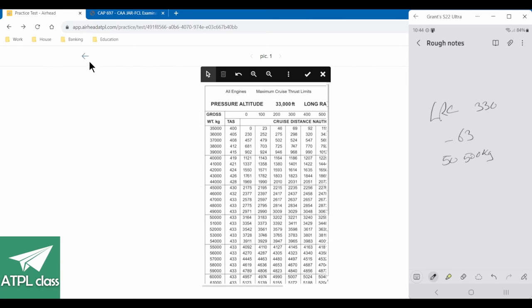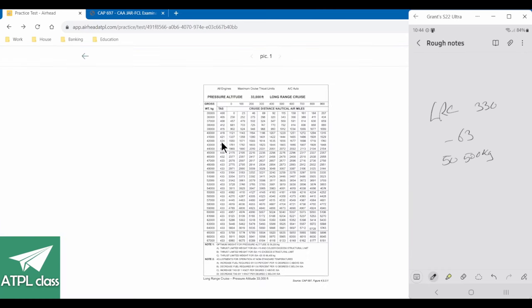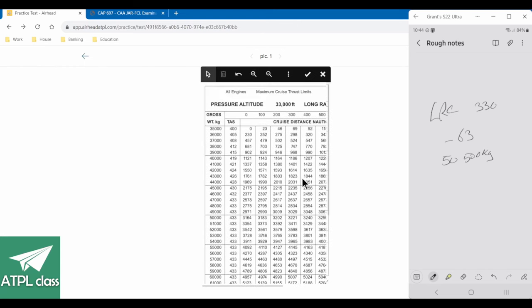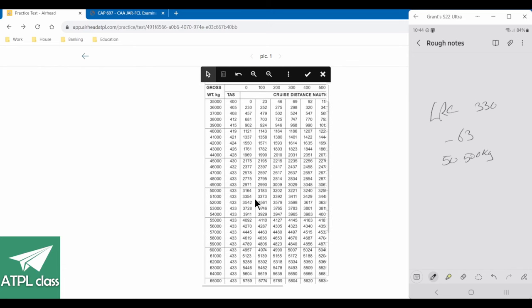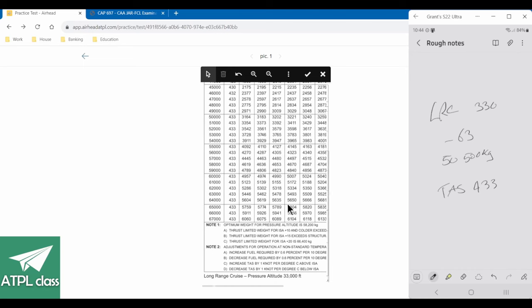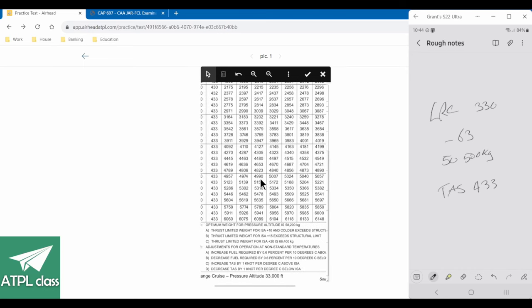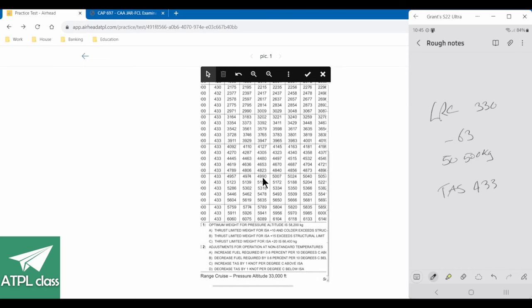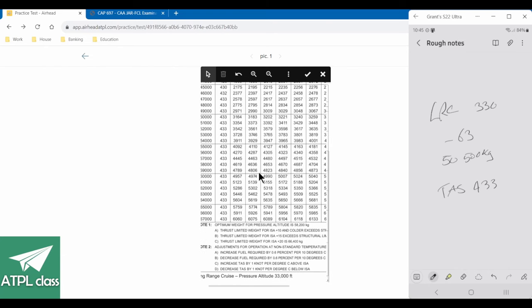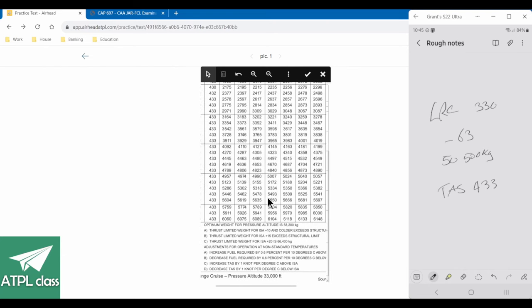And what was the question even asking us? Find the true airspeed. So true airspeed is down the side here. And we are at 50,500 kgs. So 50,000 kgs and 51,000. So 500s in between that. The true airspeed is going to be 433 knots. Okay, so down the bottom. Optimum weight for pressure altitude is 58,200.